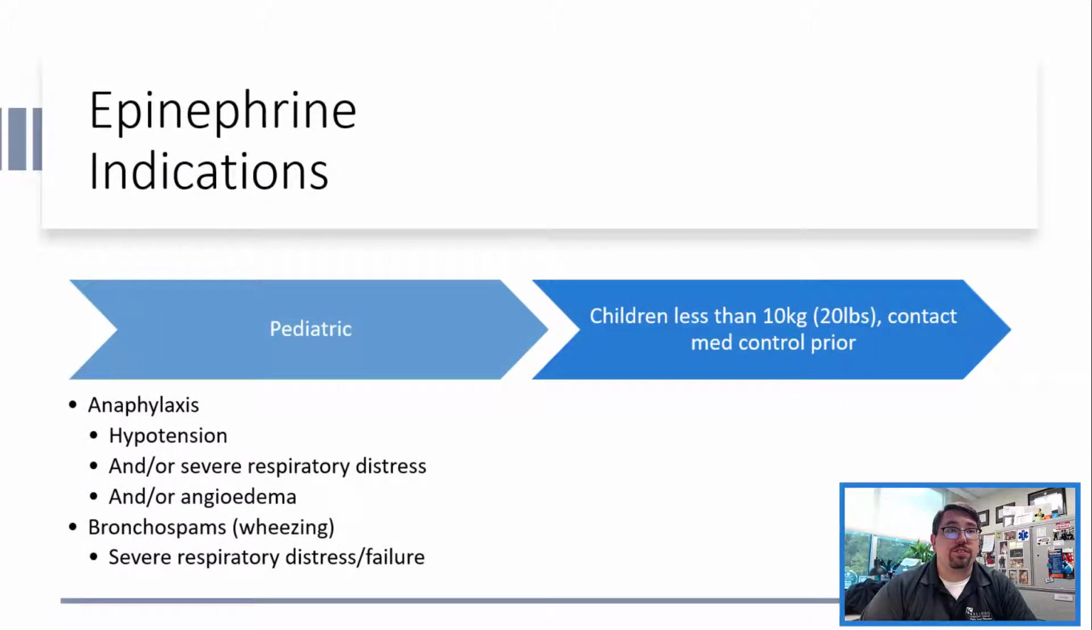Now our indications are going to be a little bit different when we're dealing with pediatrics. For pediatrics, we're dealing with children that are less than 10 kilograms or 20 pounds. For this, we should be contacting medical control prior to our administration. Our indications for epi for pediatrics include, again, anaphylaxis with demonstration of hypotension, severe respiratory distress and/or angioedema, and then bronchospasms or wheezing. This includes severe respiratory distress and failure.